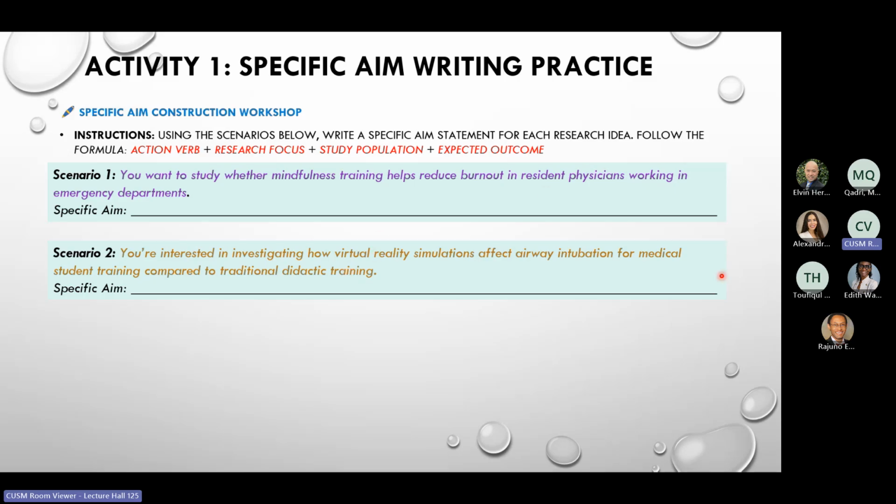Let's go ahead and take a couple seconds here. You can type these up into the chat or write them down for those of you that are in virtual land. And I'll go ahead and put in my response in a second.